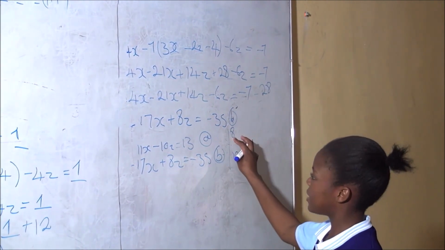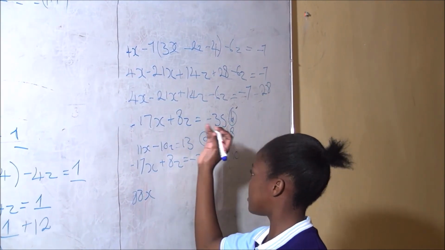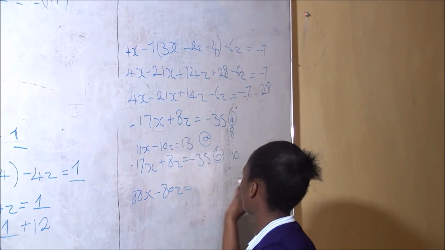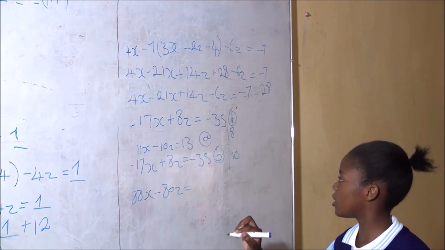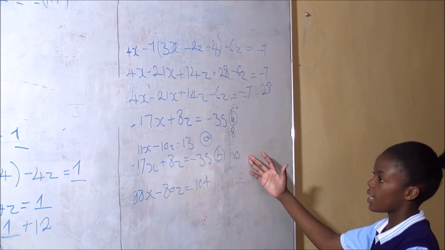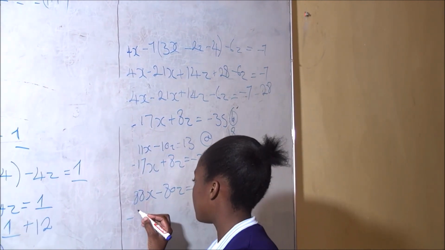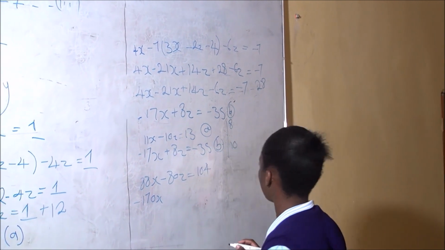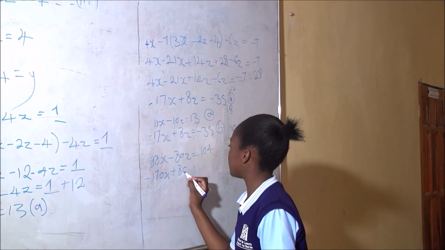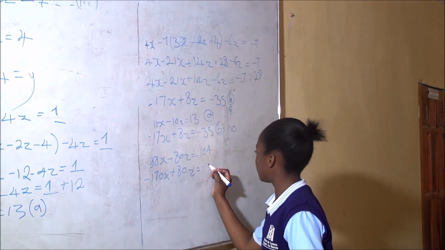After we do this, we are going to say 8 times 11x, which is going to give us 88x. Then 8 times negative 10z, which is going to give us negative 80z, which is equal to, but then when we do 8 times 13, which is going to give us 104. Then after this, again, we're going to do the same thing, which is 10 multiplied by negative 17x, which is going to give us negative 170x. After this, we're going to get 10 times 8z, which is going to give us positive 80z, which is equal to 10 times negative 35, which is going to give us negative 350.